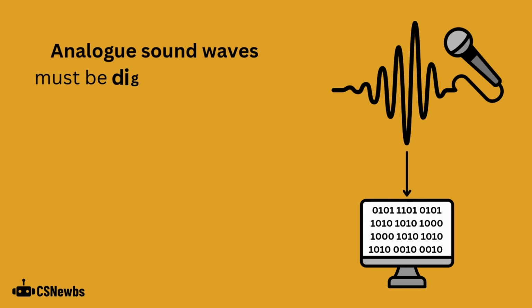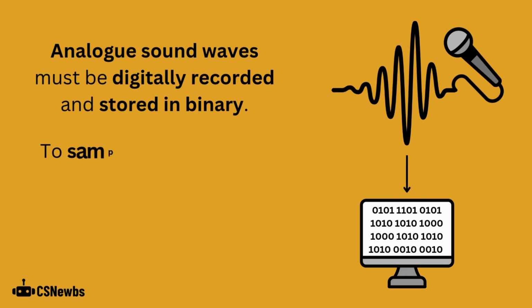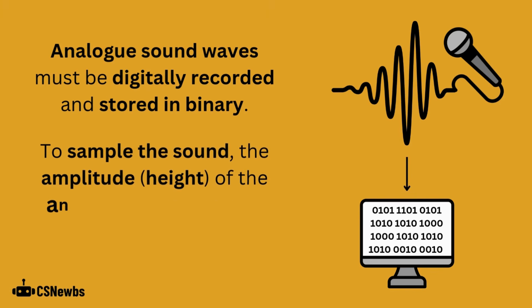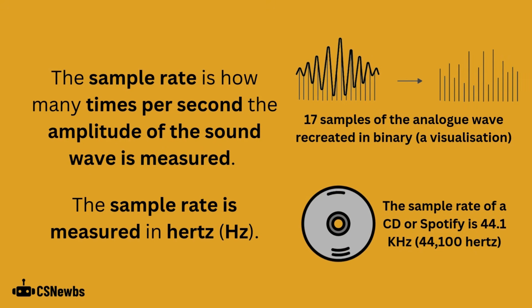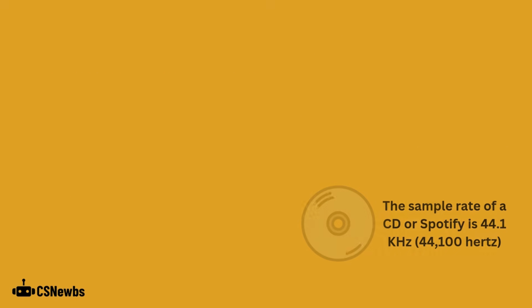Analog sound waves must be digitally recorded and stored in binary. To sample the sound, the amplitude or height of the analog sound wave is measured and recorded in binary at specific intervals. The sample rate is how many times per second the amplitude of a sound wave is measured. The sample rate is measured in hertz. 44.1 kHz or 44,100 Hz is the standard sample rate of a CD or a standard music application like Spotify.